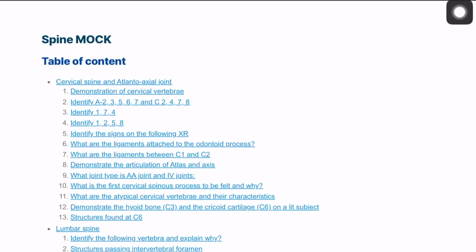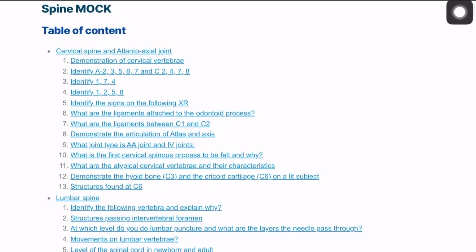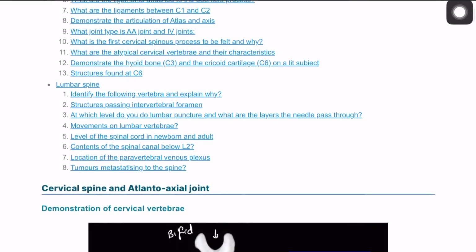Welcome back, everyone, for the MRCS anatomy, and we're going to start today with the spine anatomy. We're going to focus on two big things, which are the anatomy of the cervical spine and also the anatomy of the lumbar spine. We have a few questions in each one, and we're going to focus more on the atlanto-axial joint and a few more questions about the lumbar spine and how to identify each vertebra and so on.